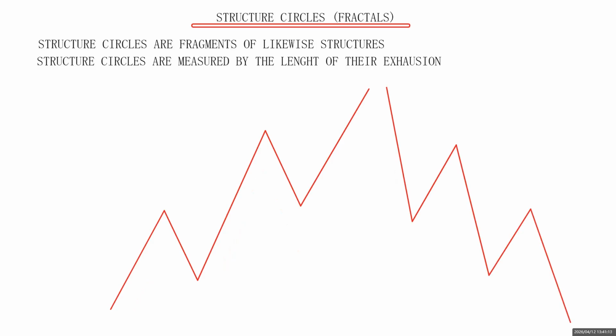So now, how do you measure fractals or structure circles? They are measured by the length of their exhaustion. From here to here, you measure one fractal. From here to here, you measure one fractal. Okay, no, sorry, this is the direction of the trend. From here to here, you measure one fractal. From here to here, you measure another fractal, because we're talking about the exhaustion. You measure it through the exhaustion.